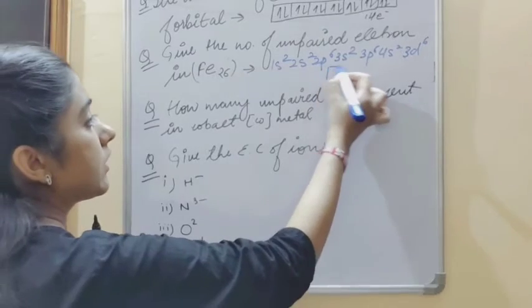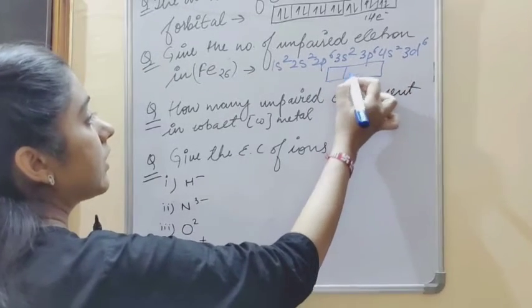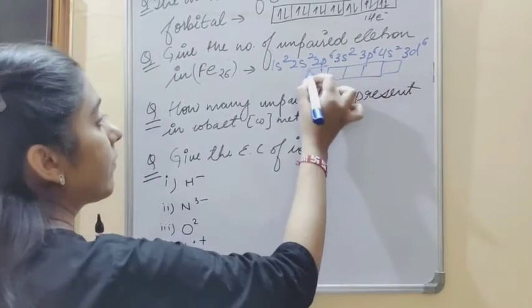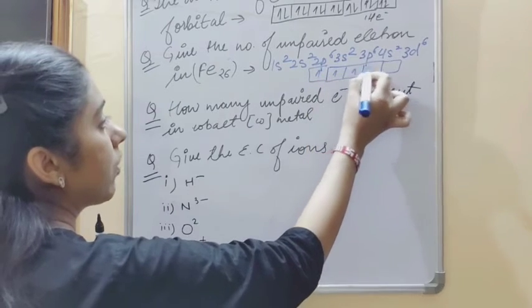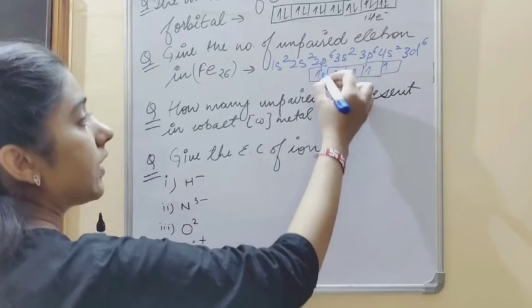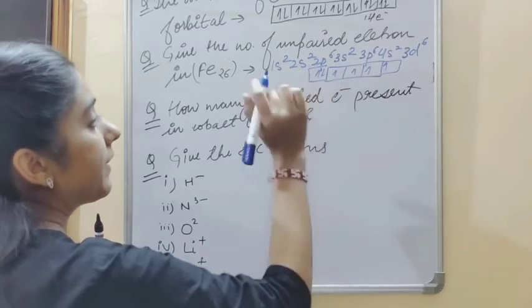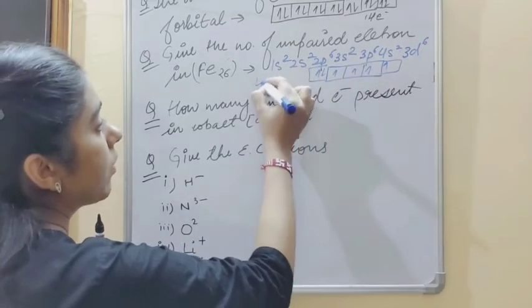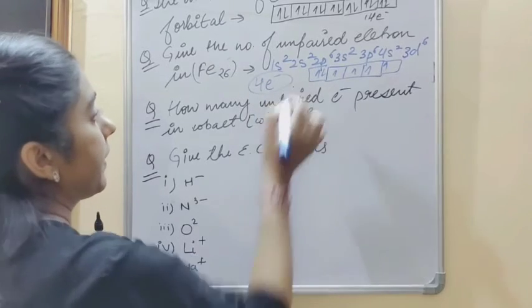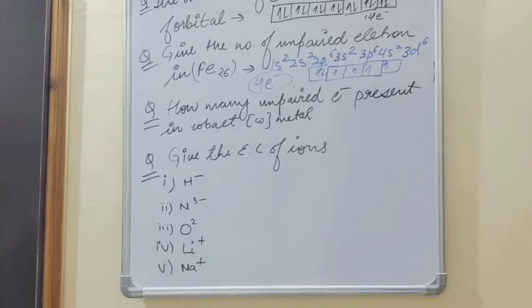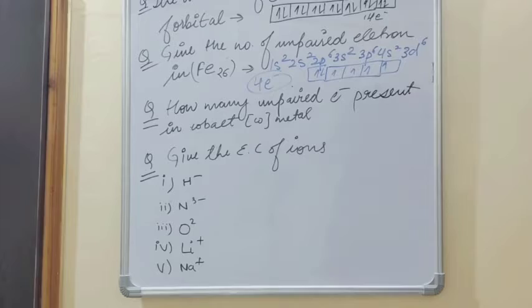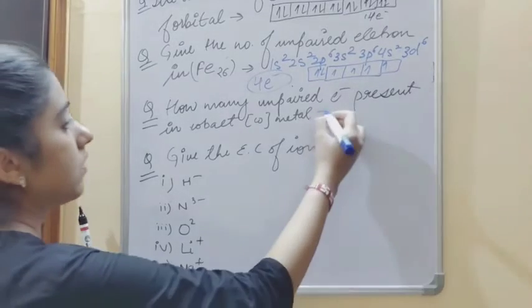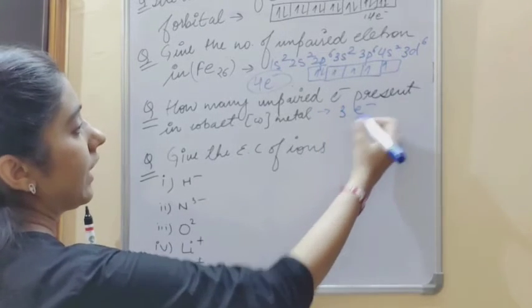According to the question, the last electron will enter in the d orbital, which has 5 orbitals. So one electron will first be singly filled, then the sixth electron will enter in the first orbital again. So 1, 2, 3 and 4 electrons are unpaired. How many unpaired electrons are present in a cobalt metal? The answer is 3 electrons.